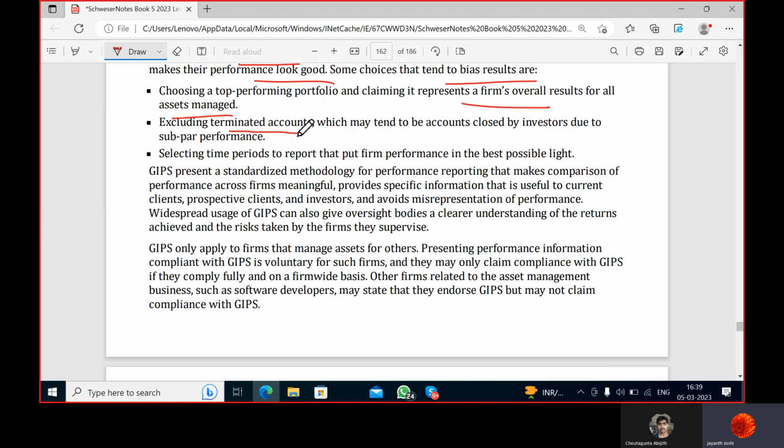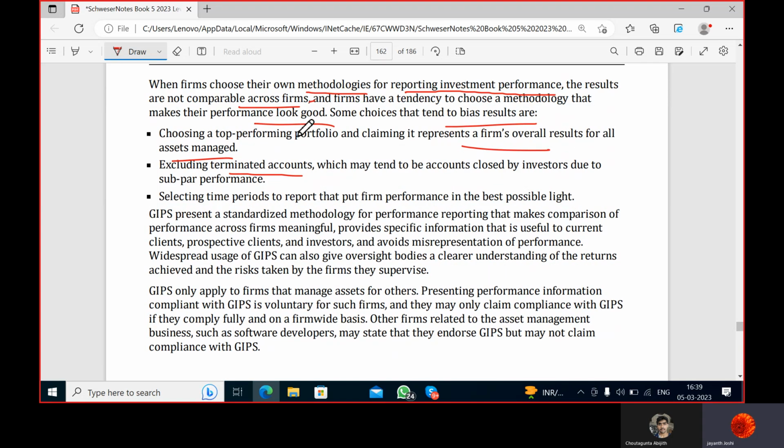Excluding terminated accounts is not good, right? Someone who has left your firm, maybe because you did not perform, and you terminate those accounts, which tend to be accounts closed by investors due to subpar performance. Sometimes you may not perform well, but it doesn't mean that you should remove that. You should also show where you have not done well.